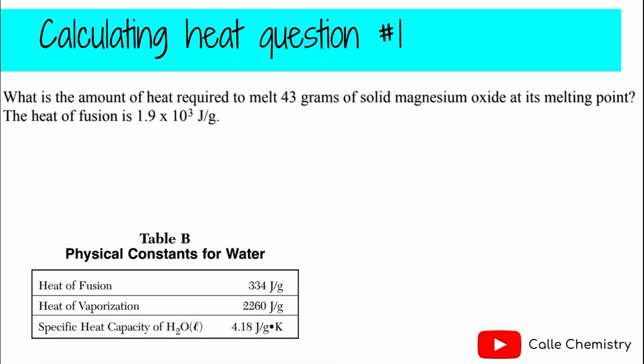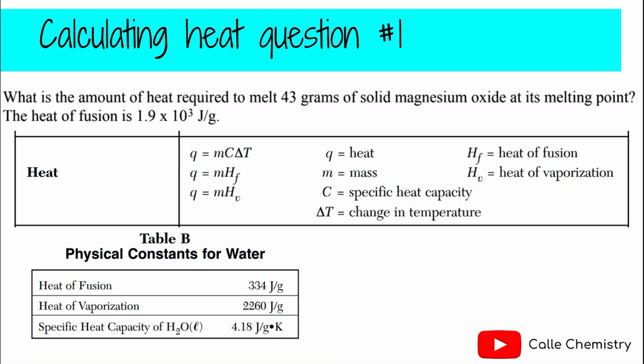Let's go to the first question. What is the amount of heat required to melt 43 grams of solid magnesium oxide at its melting point? The heat of fusion is 1.9 times 10 to the third power joules per gram. All right, so what equation are we going to use here? Let's take a look at it. It says, what is the amount of heat?